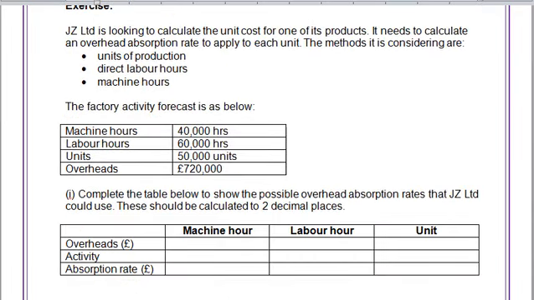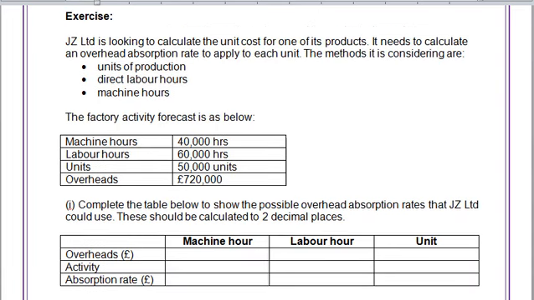Let's look at an exercise. JZ Limited is looking to calculate the unit cost for one of its products. It needs to calculate an overhead absorption rate to apply to each unit. So the methods it is considering are units of production, direct labor hours, machine hours. The factory activity forecast is as below: machine hours, labor hours, units, and overheads.